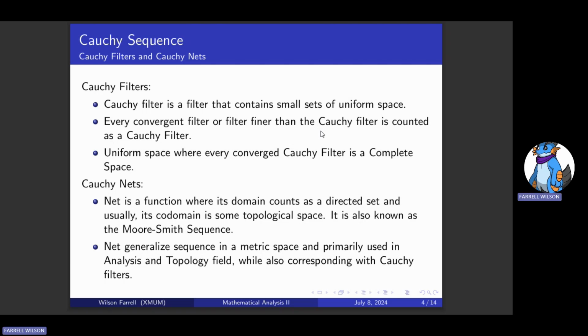The Cauchy net is a function where the domain is a directed set and some topological space is usually its codomain. The Cauchy net is also known by another name, which is the Moore-Smith sequence. The Cauchy net generalizes sequences in a metric space and is primarily used in the analysis and topology fields. The Cauchy nets also correspond with the Cauchy filter.